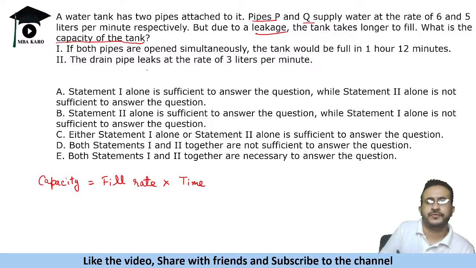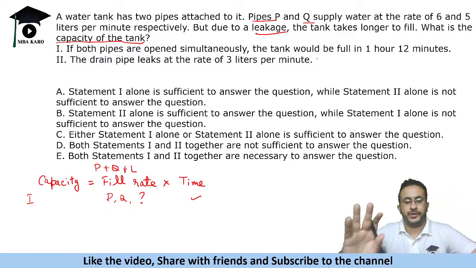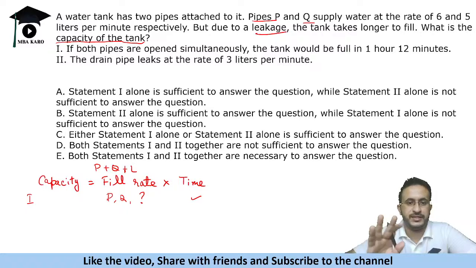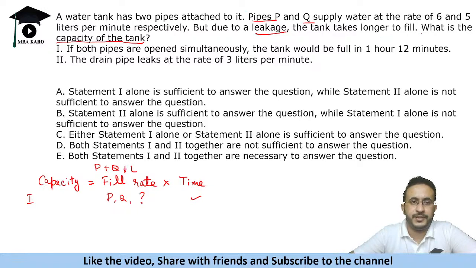Now when we consider the first statement, there are three pipes, one is P, one is Q, and there is a leak also. Okay, so from the first statement, we know the fill rate of P, we know the fill rate of Q, right? And we know the time also, but do we know the rate of L? That we do not know, isn't it? See, you are not supposed to calculate the answer, you just have to see whether all data is given. So fill rate into time. So fill rate of P is known, how many liters per minute P is filling, and how much is Q filling per minute.